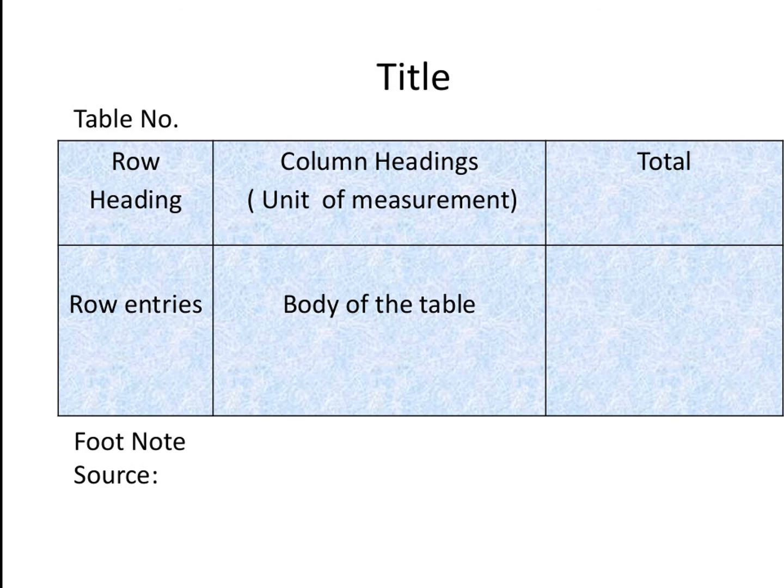Next, we're going to discuss the title, table number, and basically how the format of a table is presented. As you can see, there are column headings, row headings, unit of measurement mentioned under column headings, the body of the table, and the last column goes for your total. Total on each side, row side as well as column side.